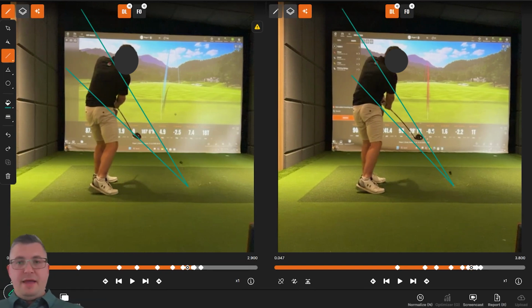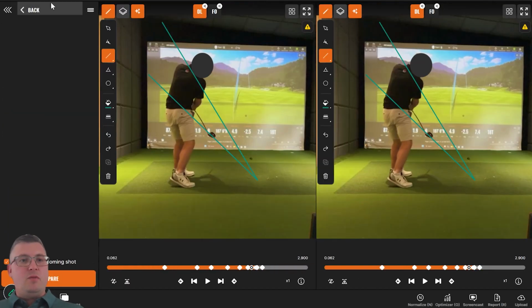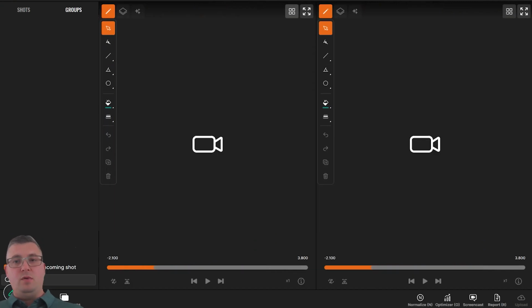So, yeah, that was the lesson that we worked on. We hit the ball a lot straighter. We've gained distance, and we are swinging in a more sustainable way as well.